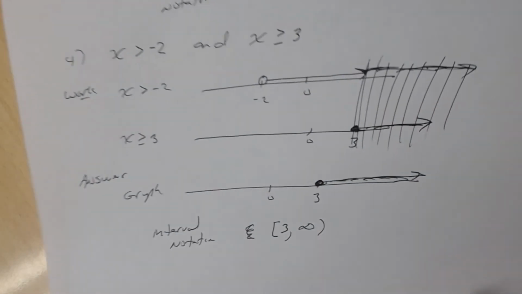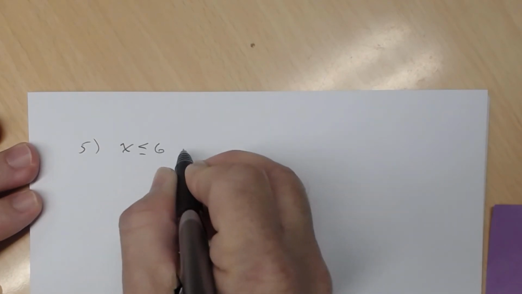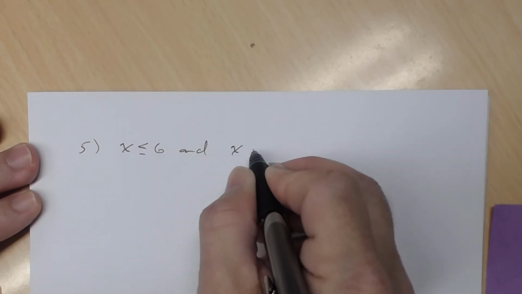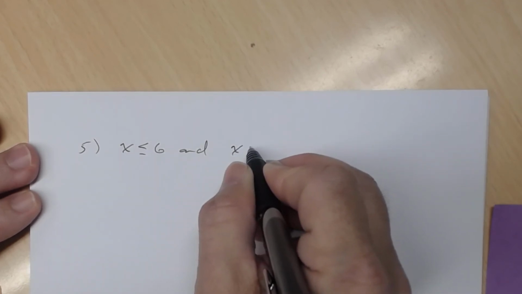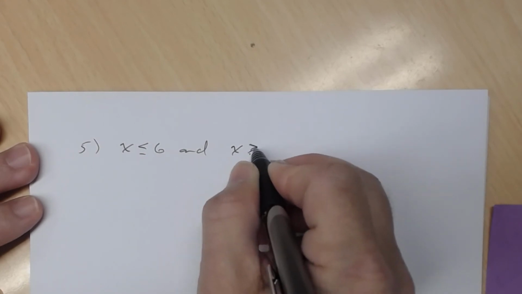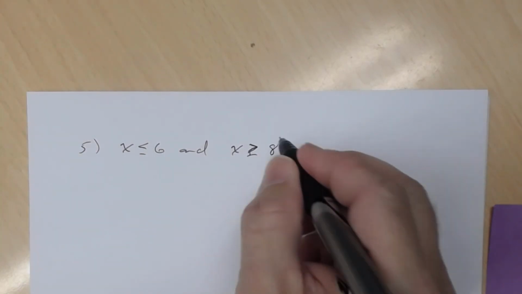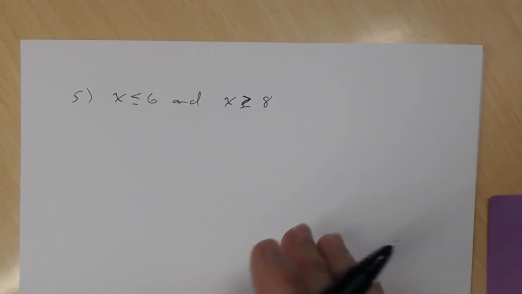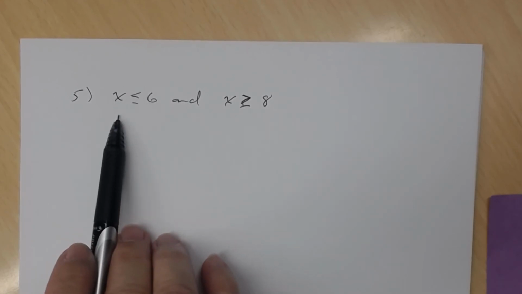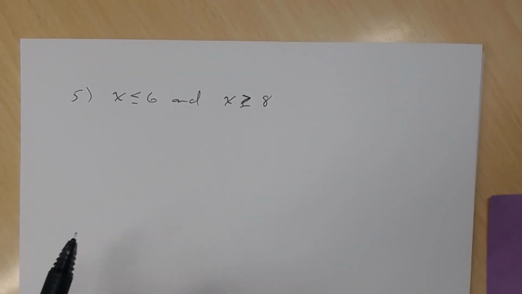All right, number 5. Let's suppose we had this: x is less than or equal to 6, and x is greater than or equal to 8. So x is less than or equal to 6, and x is greater than or equal to 8. Again, I'm trying to find what real numbers are less than or equal to 6 and at the same time are bigger than or equal to 8.